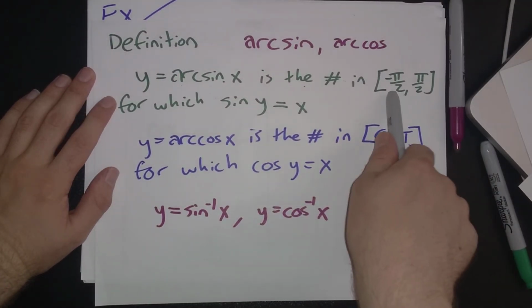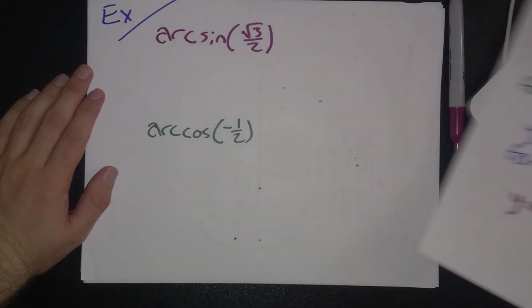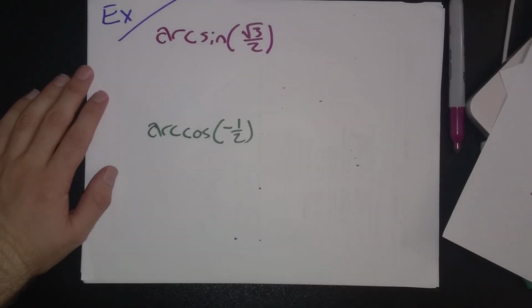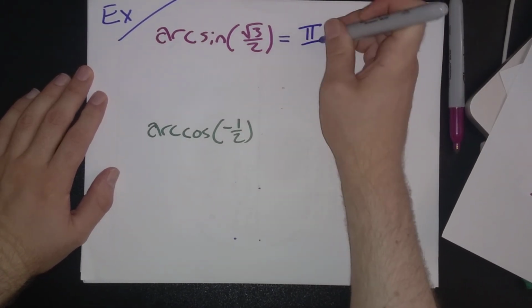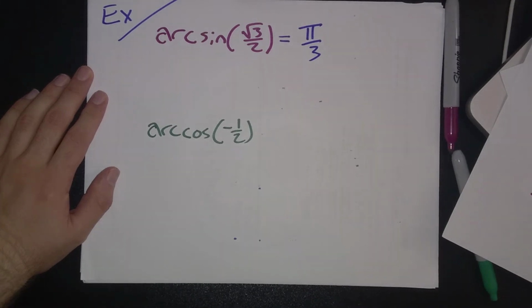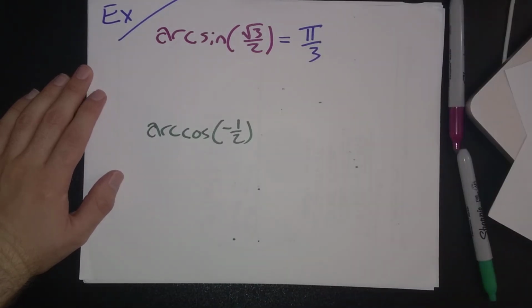So that is the number in the interval from minus pi over 2 to pi over 2 for which sine of y is equal to root 3 over 2. And so, a little bit of thought: sine of pi over 3 is equal to root 3 over 2, and pi over 3 is in fact in this interval.